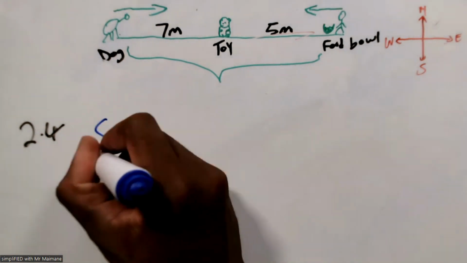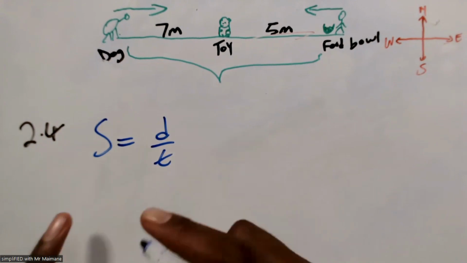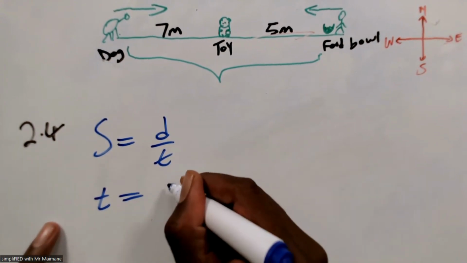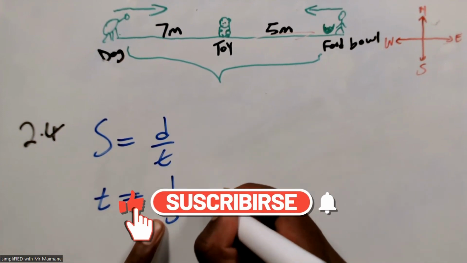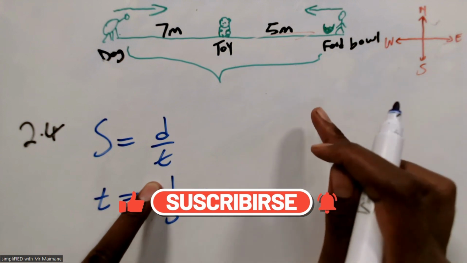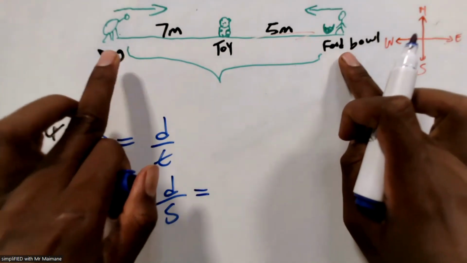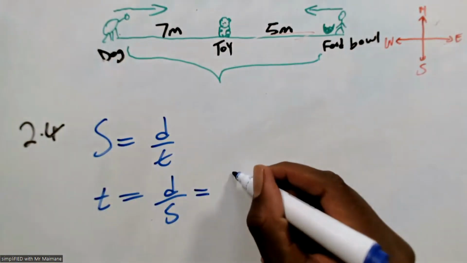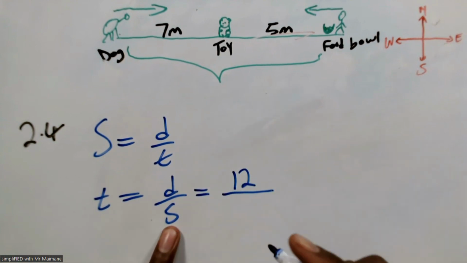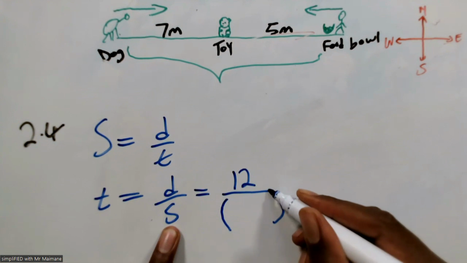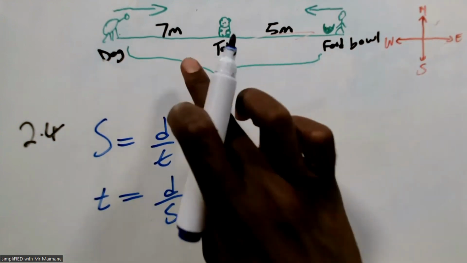So now the formula for speed is equal to distance divided by time. But since we want to calculate time, if I make time the subject of the formula, it will be T equals D over S. I know that the distance from the dog to the bowl is 12 meters. So it's 12 meters divided by the speed. But now the speed is twice the speed of the child, the speed of the baby.